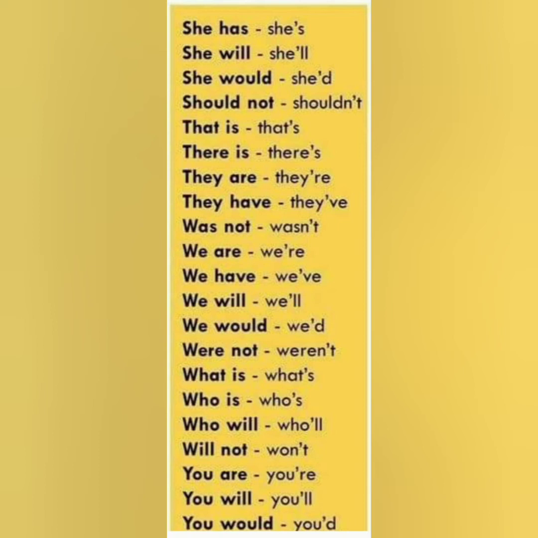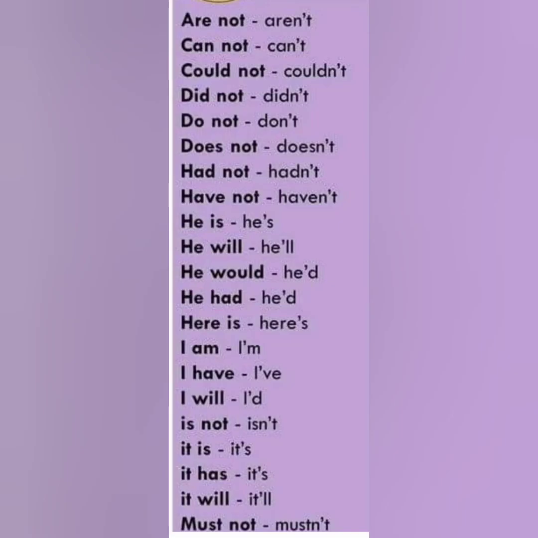Next is were not. Again O from the not is omitted. What is, then I is removed, and what's. Who is, again I is removed, who's. Who will, WI two letters are removed, who'll. Will not, but it would be totally changed by becoming won't. You are, again A is removed. You will, WI, and you would, WOU. To make the contraction form every time we have to remove certain letters.